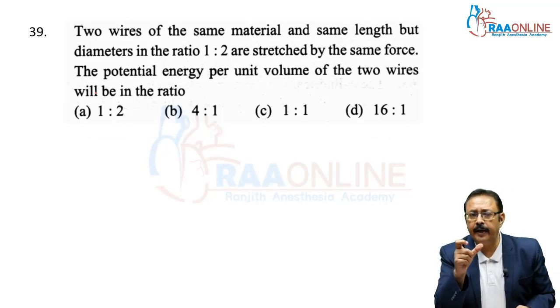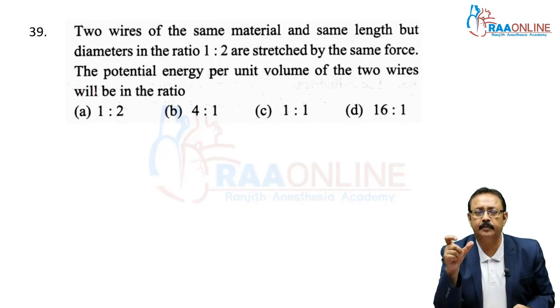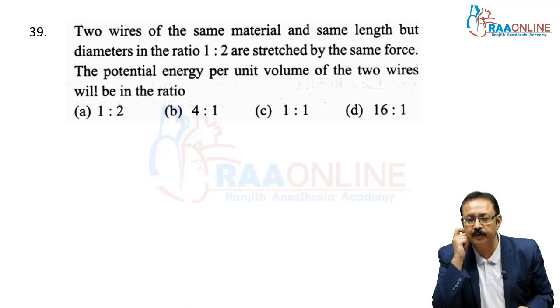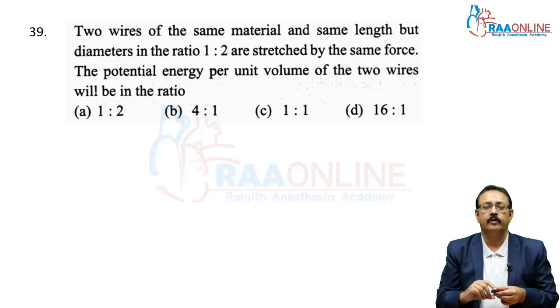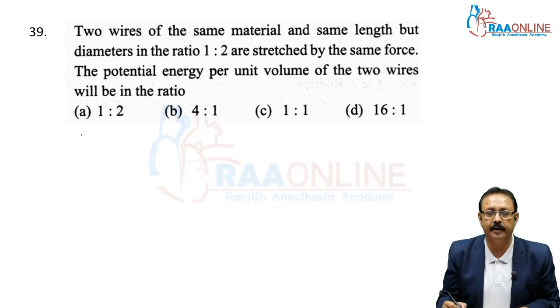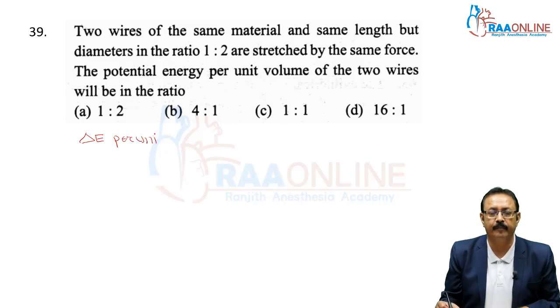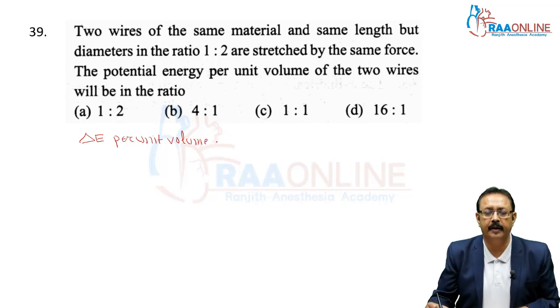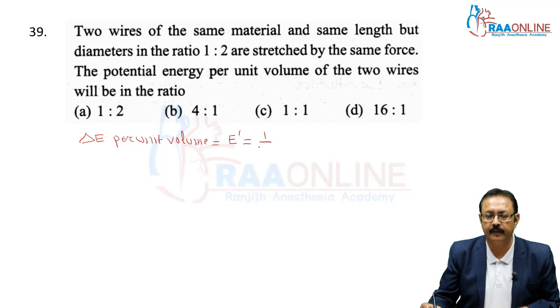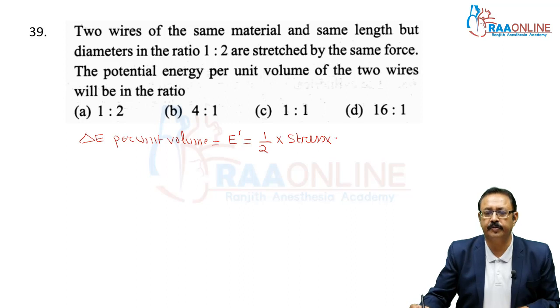Next, two wires of the same material and same length but diameters in the ratio are stretched by the same force. The potential energy per unit volume of the two wires will be in the ratio. First, I will make the formula for potential energy per unit volume. I told you potential energy per unit volume, see, I am writing it by E dash. It is given by half stress into strain.